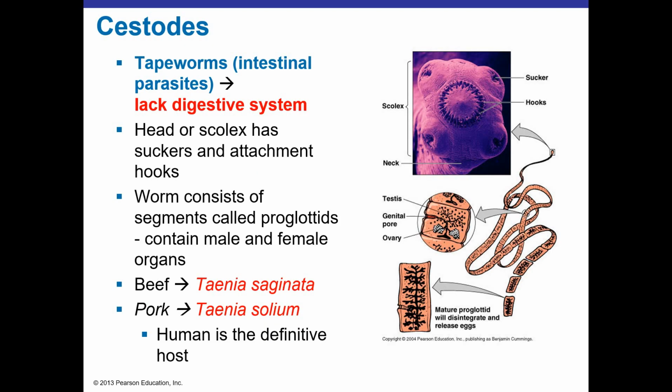The cestodes are the tapeworms. These intestinal parasites completely lack a digestive system. All they do is use their scolex, or head, to literally burrow into the intestine, hold on, and make more. So they grow in length. You see what is referred to as the segments or the proglottids.